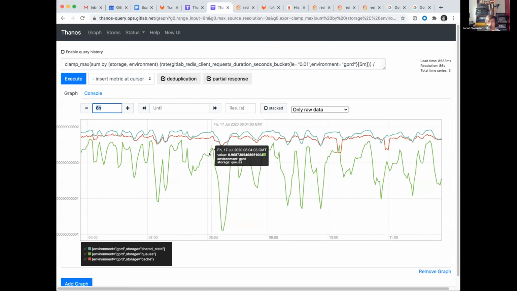And this is the Sidekiq Redis. And this dips to 85%, meaning that 15% of requests at this point took longer than 10 milliseconds from the client side.